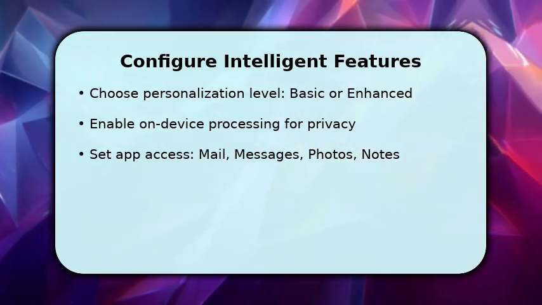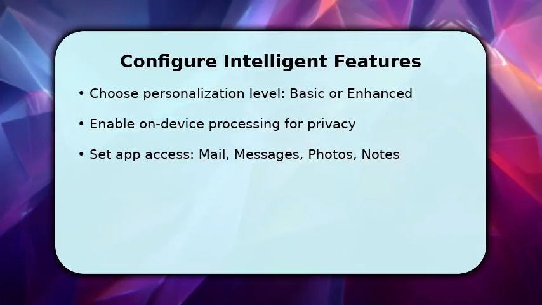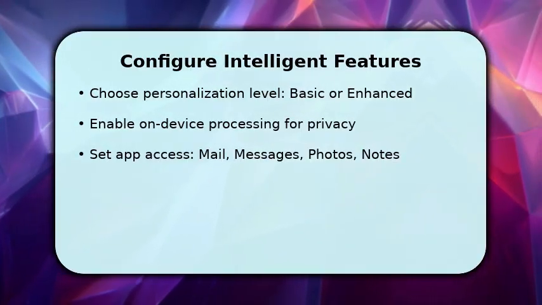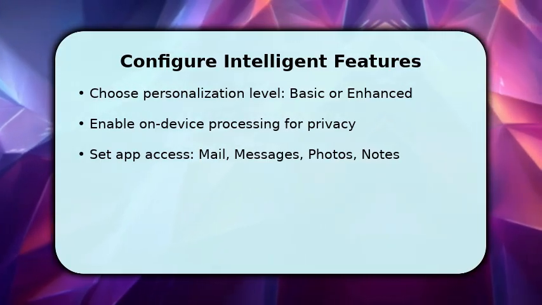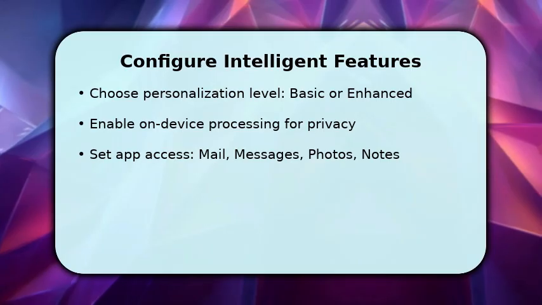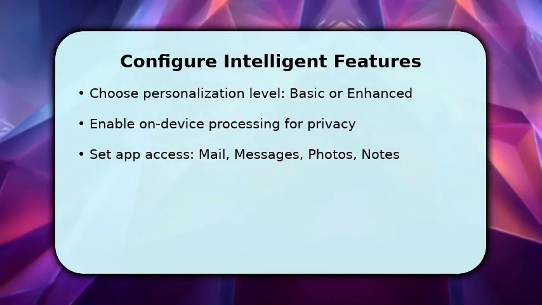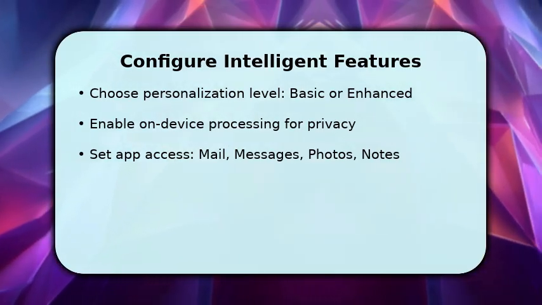Next, assign which apps Apple Intelligence can read. Mail, messages, photos, notes, pick only what you need. Then review suggested automations and shortcut integrations. Make sure to test one feature now, such as composing a reply or summarizing an email.